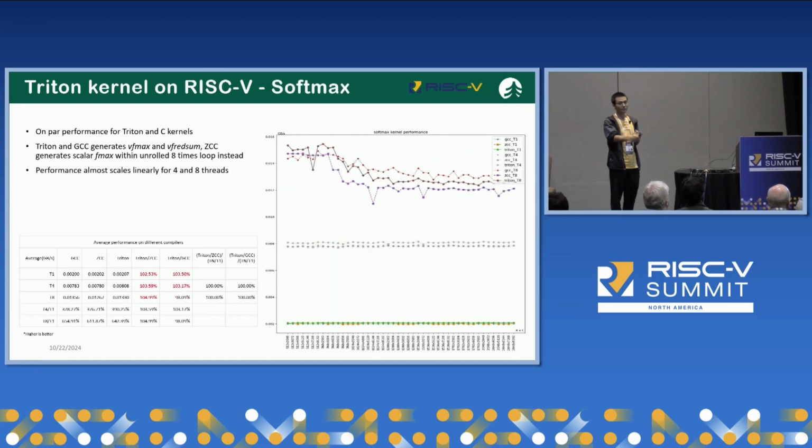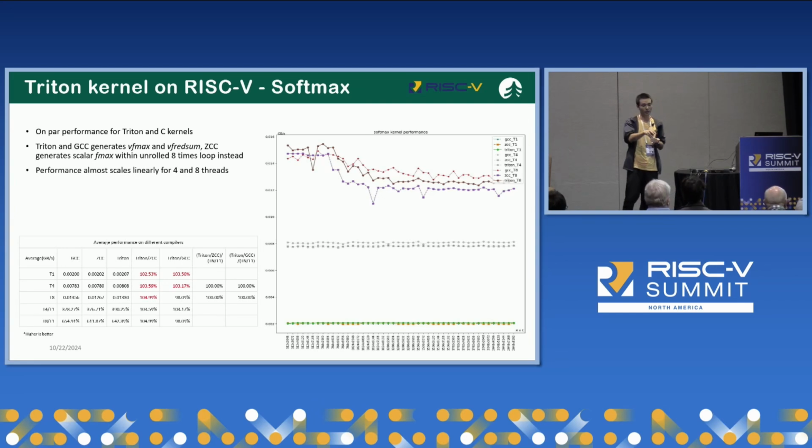Okay, this is the performance for softmax. We can say the Triton kernel has on par performance with the C kernels. For RISC-V vector extensions, Triton and ZCC generate vfmax and vfredsum, but the GCC compiler only generates vfmax with loop unrolling. So the performance is roughly the same, and the performance scales for multi-threaded programs.